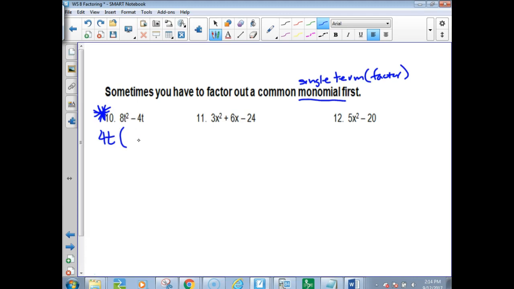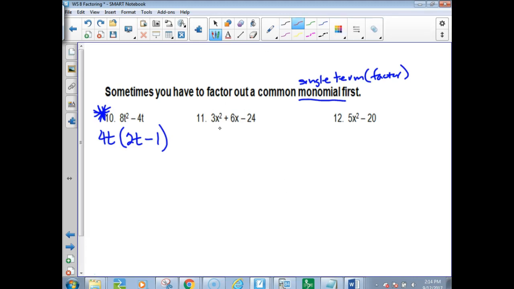8t squared divided by 4t is 2t, and then you have to write the minus sign, and then 4t divided by 4t would be 1. So that's what that factors to. That's it. You're done. Okay, you factored out just the 4 and the t.